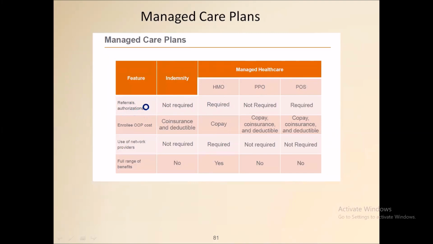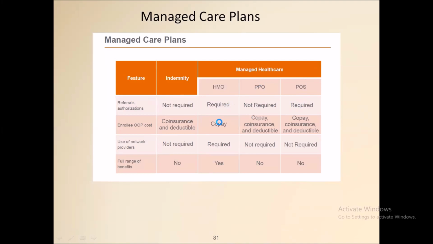So let's see referral slash authorization. Does an indemnity plan require a referral or authorization? No, right? In the case of an indemnity plan. And HMO, referral is required because a PCP is there. And PPO, preferred provider organization. The name itself says preferred provider. I don't need any referral or authorization, right? Yes. POS, point of service, still requires it because it's a combination of HMO plus PPO.